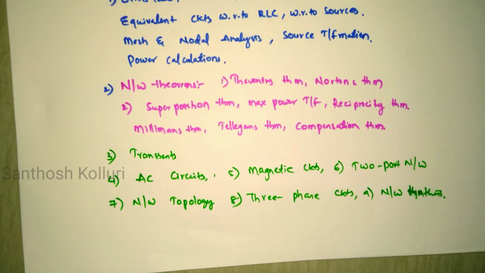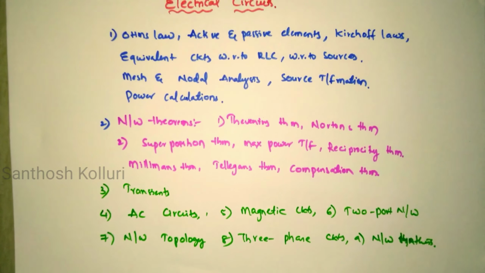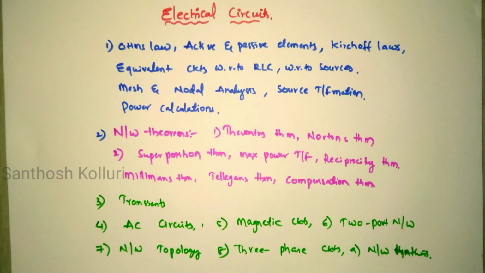So these are the 9 important parts for preparing for competitive examinations from electrical circuits. Generally asked syllabus is this one: electrical circuits consisting of 9 parts. First one is the basics, second one is the theorems, third one is the transients part, fourth one is AC circuits, fifth one is magnetic circuits, sixth one is two-port networks, seventh one is network topology, eighth one is three-phase circuits, and ninth one is network synthesis. This is the generally asked syllabus for all competitive examinations. So we'll discuss part by part.